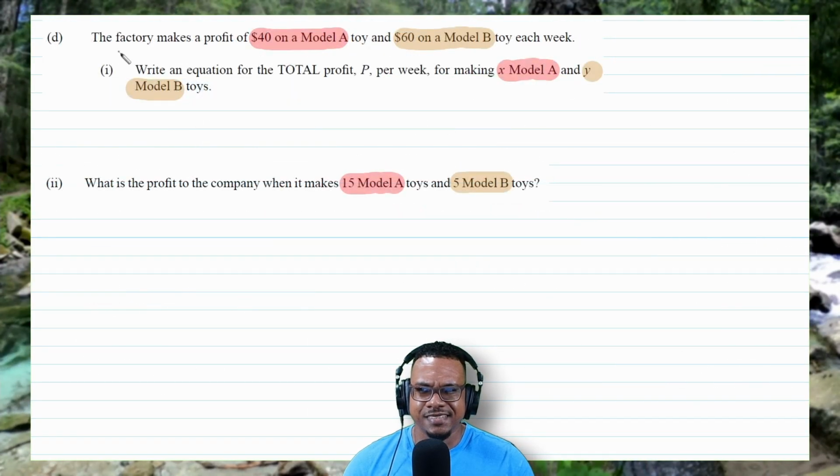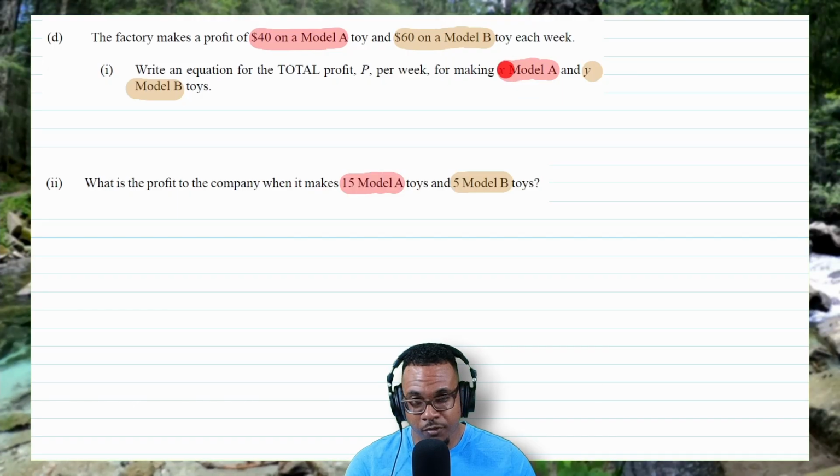Now moving on to part D, we are saying that the factory makes a profit of $40 on a Model A toy and $60 on a Model B toy each week. Now we want to write an equation for your total profit. So your total profit will be P per week for making X Model A. So X is the number of Model A toys.